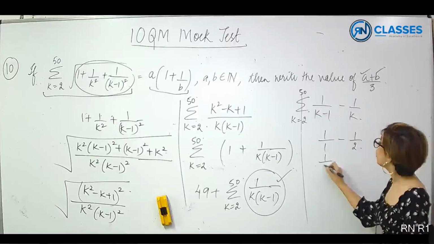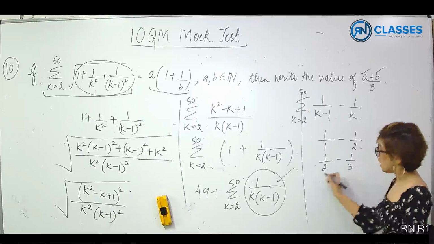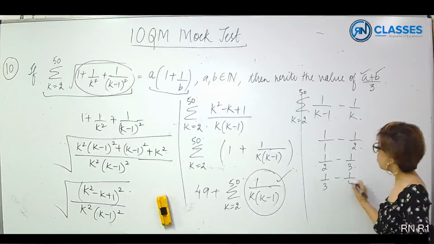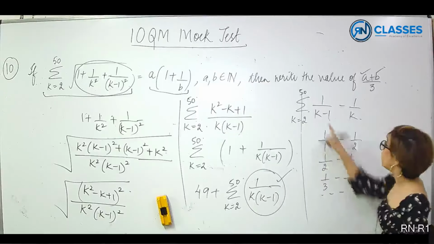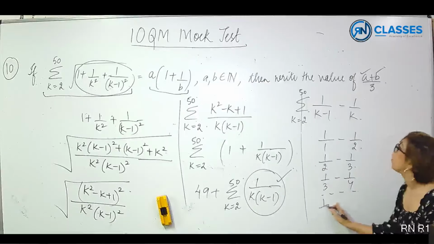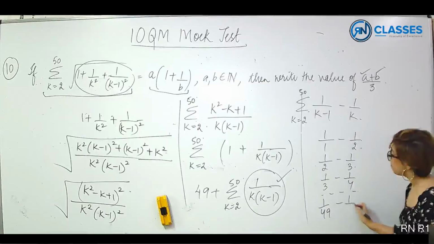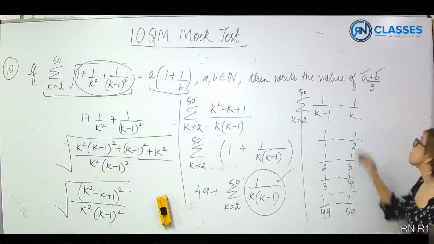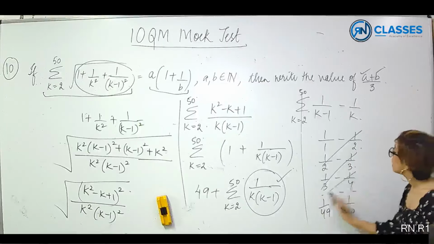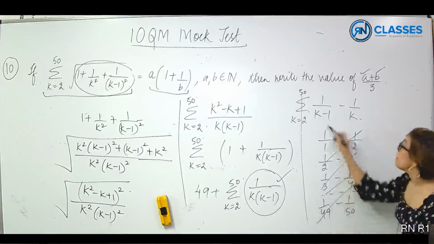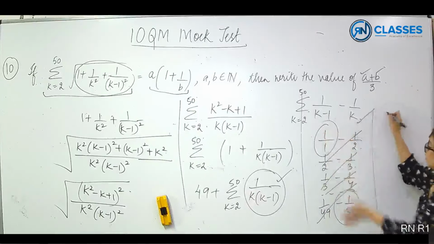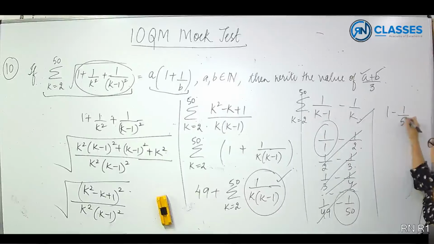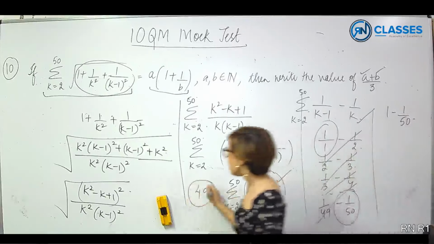I'll get 1 by 2 minus 1 by 3. Then the next one, 1 by 3 minus 1 by 4. Can you see what is happening over here? And so on. The last would be 1 by 49 minus 1 by 50. Now I can see the terms get cancelled like this, like this, like this, like this. So I'll be left with this one and this one. So the sum of this one will turn out to be 1 minus 1 by 50. Mind it, do not forget your 49 over here.